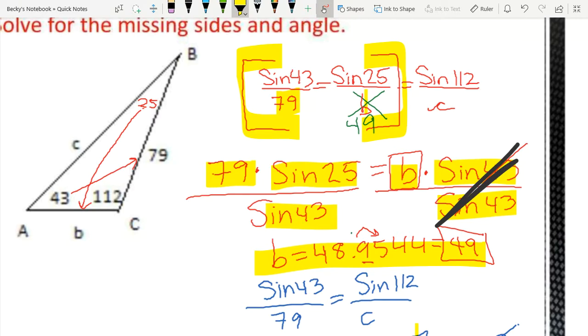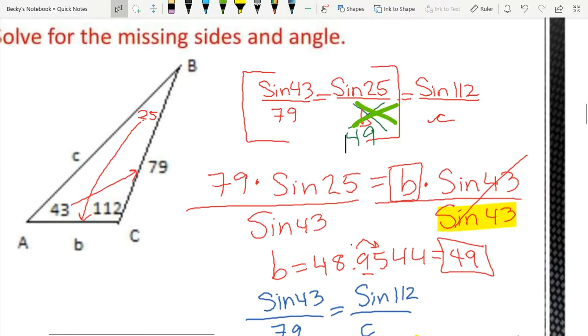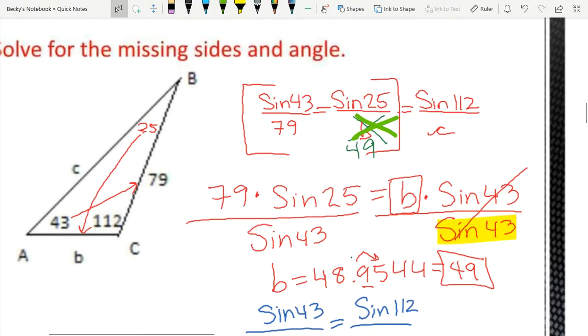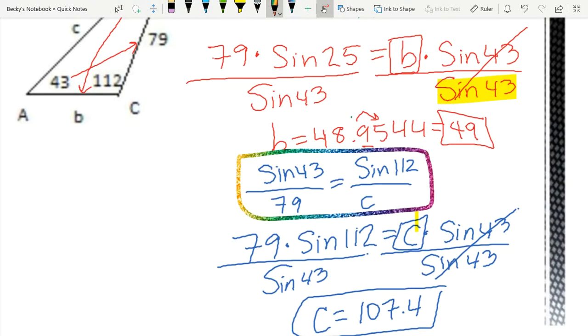Okay, so hopefully you're with me and that makes sense. What I usually do is, once I find the number, I go up to the top. Notice how I crossed out the b and I wrote 49 because I knew that. Now I'm going to cross multiply these two, and that's what I did. I just rewrote it down here, and I want to cross multiply them.